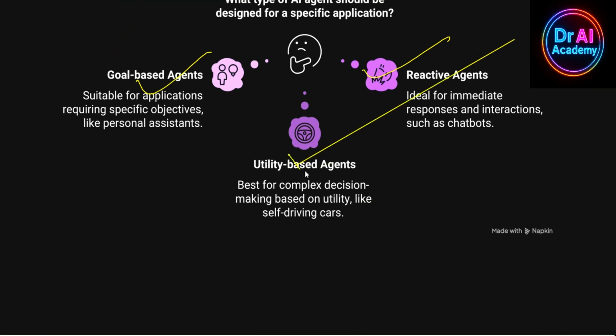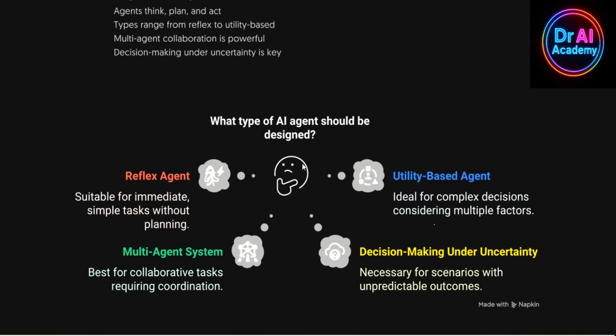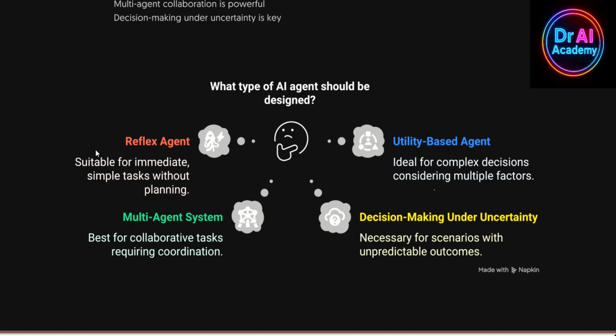Key takeaways. Agents are not just chatbots. They think, plan, and act. Types of agents range from simple reflex to complex utility-based ones. The true power of agentic AI comes from combining memory, reasoning, and action in loops. Multi-agent collaboration is the next frontier, and decision-making under uncertainty is what sets intelligent agents apart.